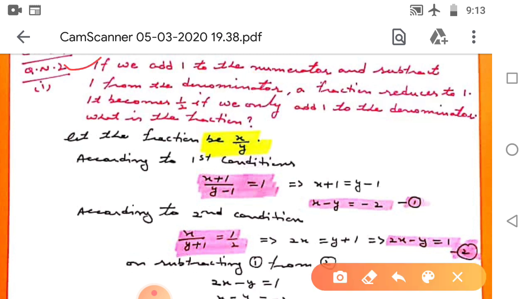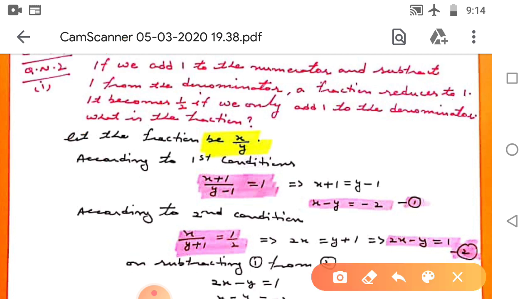Once again, if we add 1 to the numerator and subtract 1 from the denominator, a fraction reduces to 1. Clear? In the second condition, it becomes 1 by 2 if we only add 1 to the denominator. Find the fraction. What is the fraction? Clear? So let the fraction be x upon y.